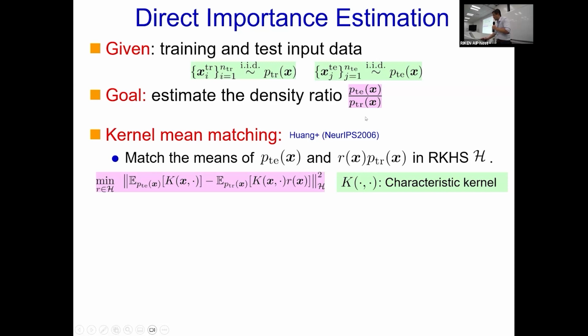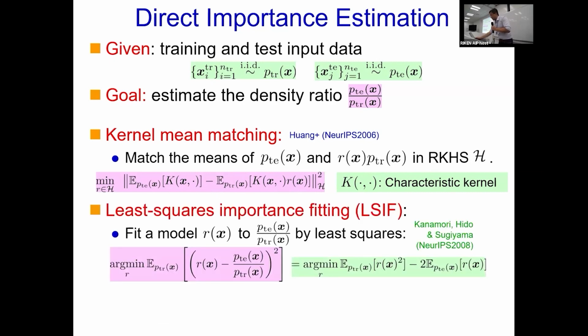So R is an estimate of this importance weight. Once we really have PTE over PTR, then PTR cancels and we have PTE. So by matching these two, we can recover the true importance weight. And this kernel mean matching method tries to do this matching in a reproducing kernel Hilbert space in a very nice way. Everything can be computed from training data simply, and it has really nice theoretical properties.